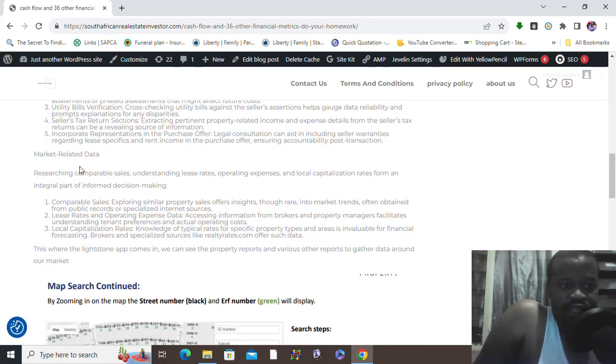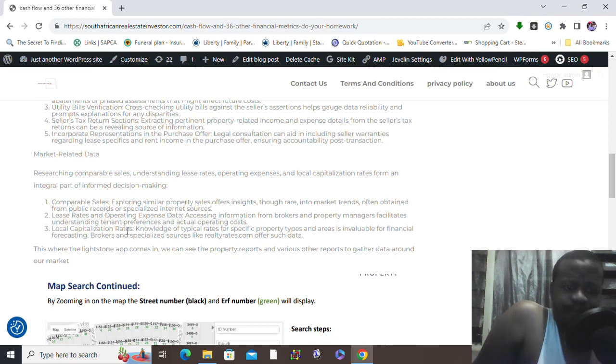Now for the market related data. Researching comparable sales, understanding lease rates, operating expenses, and local capitalization rates form an integral part of informed decision making. One, comparable sales. Exploring similar property sales offers insights into market trends when obtained from public records or specific internet sources. Two, lease rates and operating expenses data. Accessing information from brokers and property managers helps in understanding tenant preferences and actual operating costs.